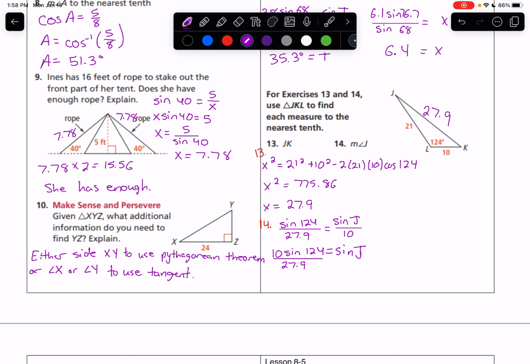That's just because it's a step that I can save myself in my work. I know that this is what the fraction is going to look like after I cross multiply and divide. I don't want the sine of J, I just want J. So I'm going to take the inverse sine of both sides. So the inverse sine of 10 sine of 124 over 27.9 is equal to J. And when I put that into my calculator, I find that J is equal to 17.3 degrees.